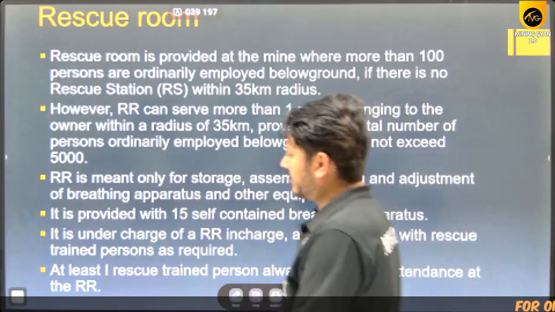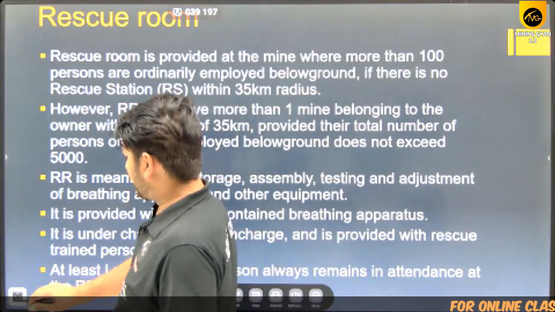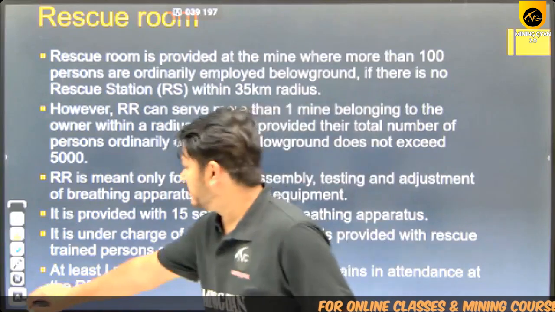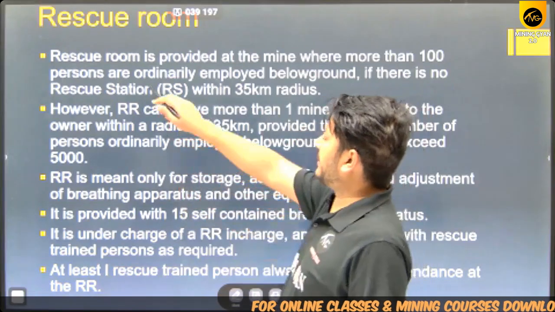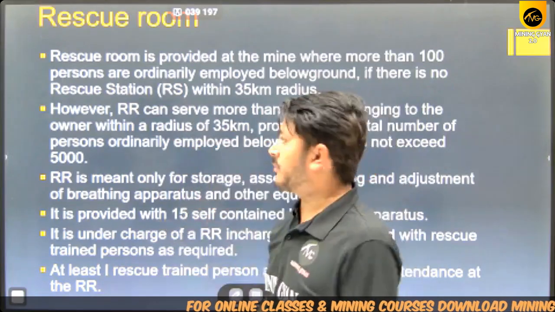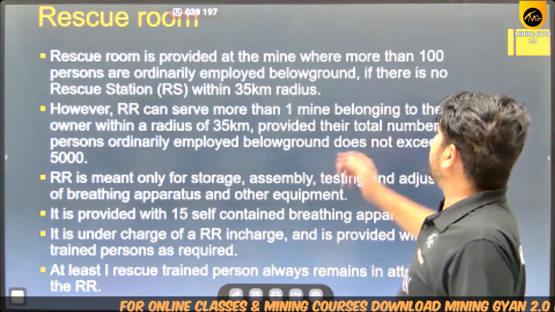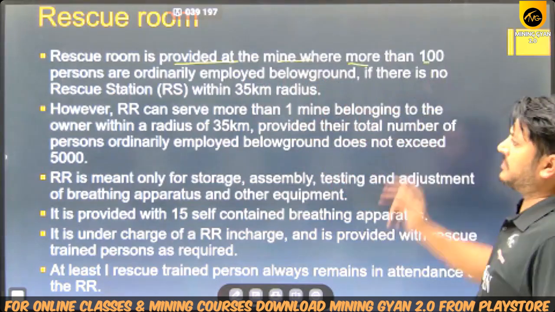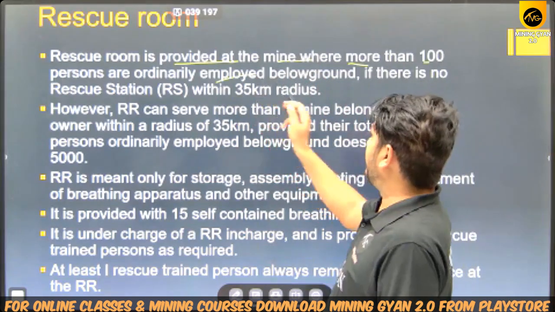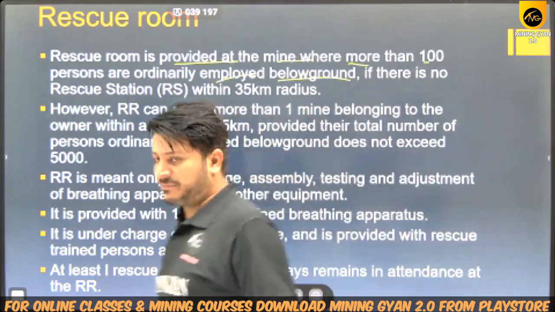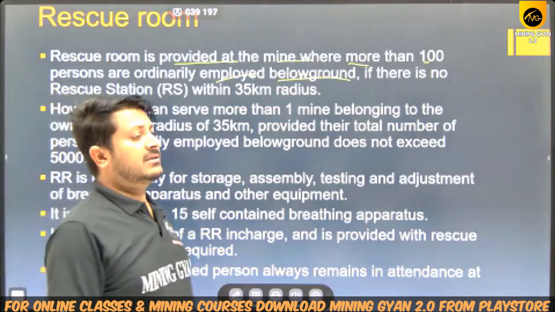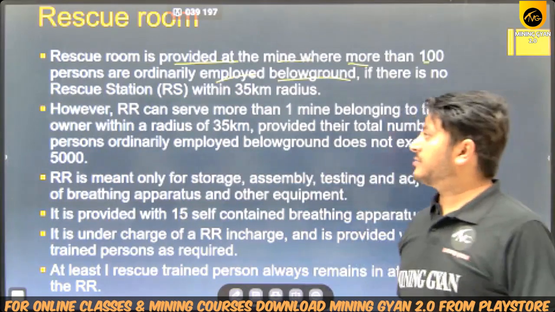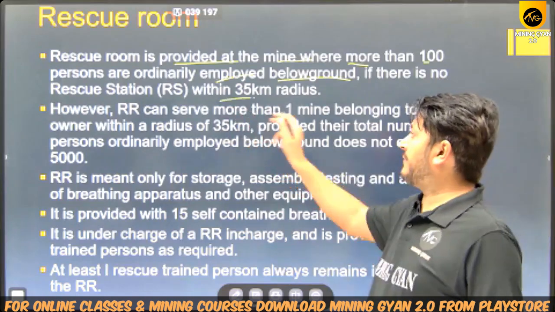Now if we talk about the regulations of the rescue room, what are the regulations which are given about the rescue room? First, it is given in the rules and regulations that rescue rooms shall be provided at the mine where more than 100 persons are ordinarily employed below ground. Okay, if there are more than 100 persons working in below ground mines, then in that case a rescue room has to be provided if there is no rescue station within a 35-kilometer radius.